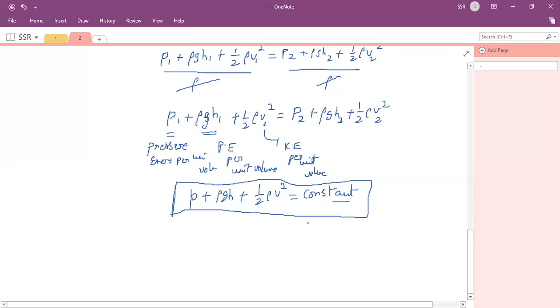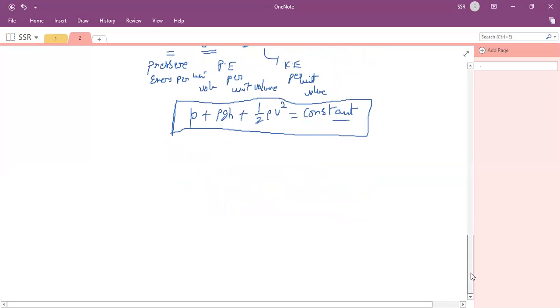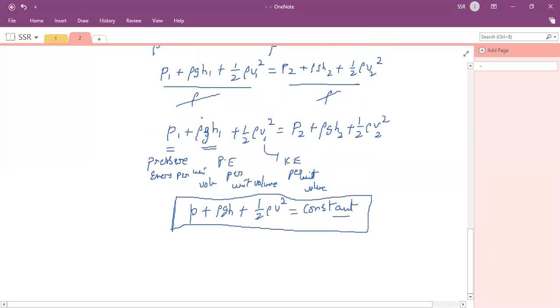Actually, what is Bernoulli's theorem's conclusion? Based on which principle have we proved this? By the conservation of energy principle only. That means inherently Bernoulli's theorem states the conservation of energy principle. Are you clear up to this? Yes or no? Yes, sir.